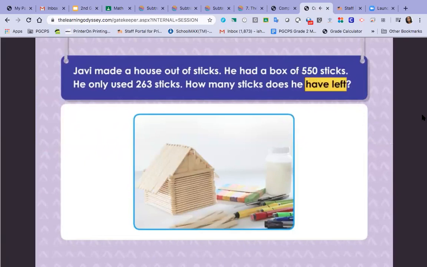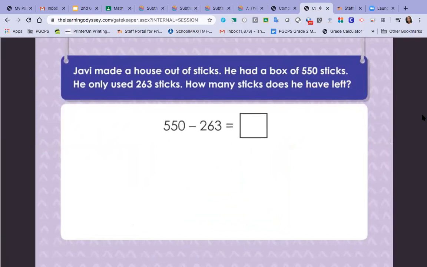To find how many sticks Javi has left, subtract 263 from 550. Let's use an open number line to subtract. An open number line is a number line without any numbers. Place a point on the number line and label it 550. How many hundreds, tens, and ones are there in 263? 263 has 2 hundreds, 6 tens, and 3 ones.